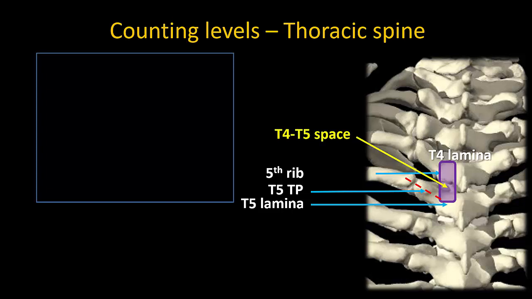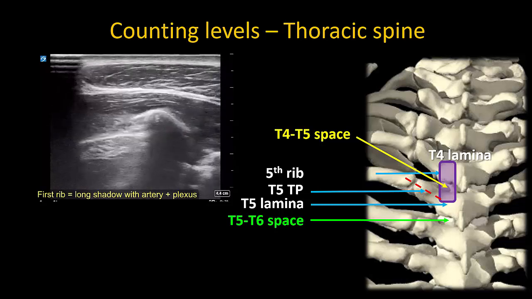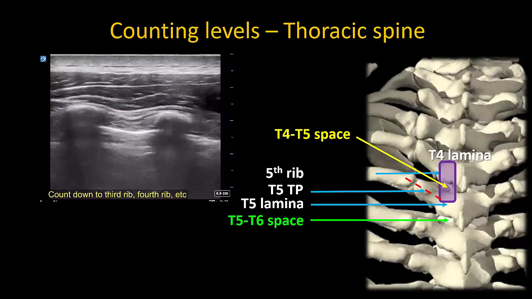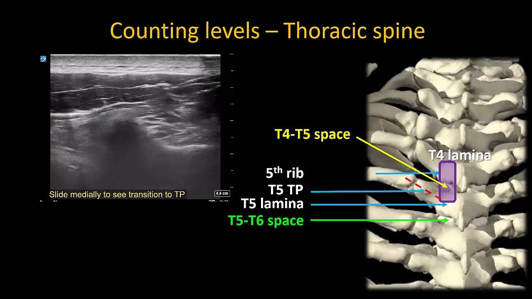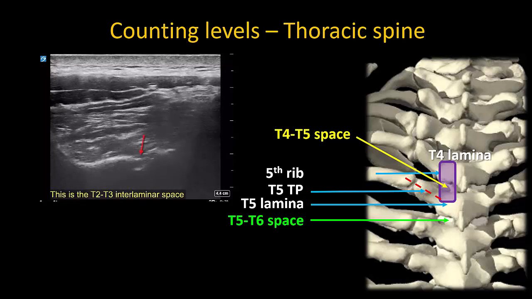The T5-T6 space is the next lower one and not necessarily in view on the ultrasound image. This video illustrates this. The first rib is easily recognizable as before, as a long shadow with artery and plexus resting on top. The second rib is the next shadow, and each rib can be counted in turn. Sliding medially from the third rib in this case, we see the T3 transverse process transition to the T2 lamina, and the T2 to T3 interlaminar space is visible.